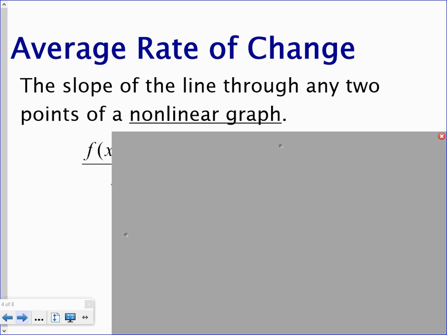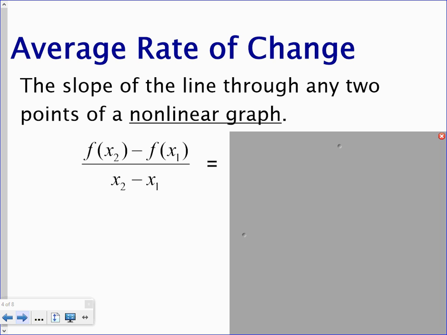Okay, in a problem. So this is the notation that you'll see in the textbook. Don't be alarmed by that numerator, f of x sub 2 minus f of x sub 1. Remember that f of x is just a fancy way to write y. So what this numerator really says is y sub 2 minus y sub 1. Does that look familiar?